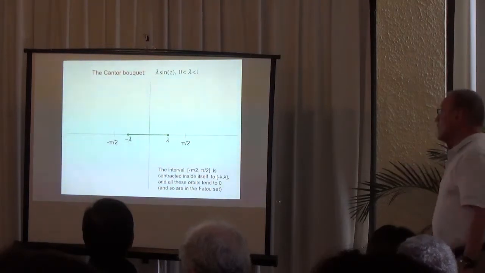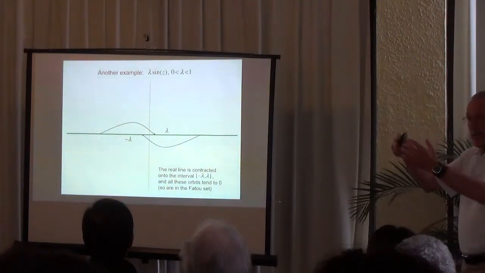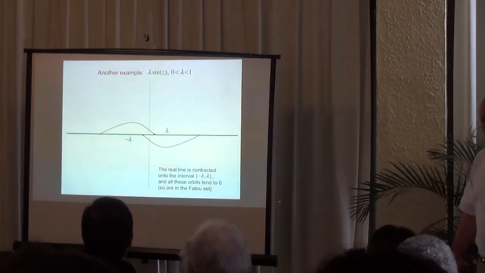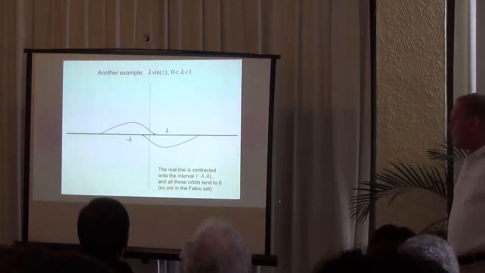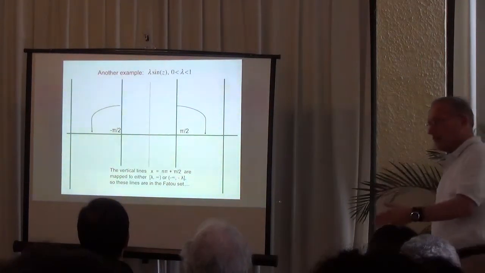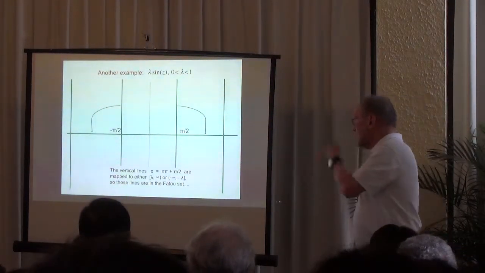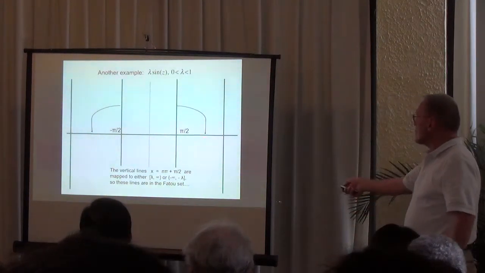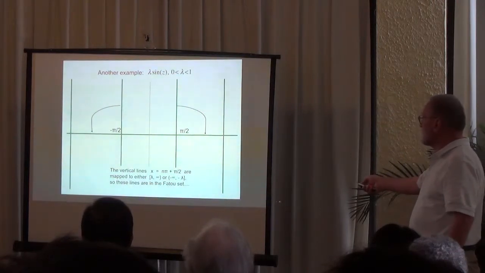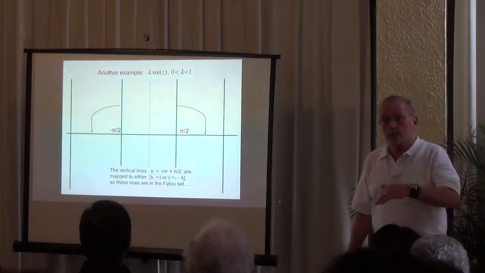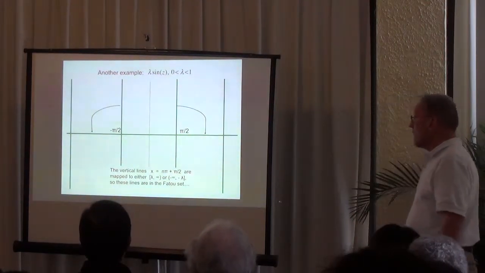But now all of the real line maps inside this disk, so all of those points are in the Fatou set as well. And if you know the sine function, if you take the vertical lines at pi over 2, minus pi over 2, minus pi over 2 plus pi, all of those are mapped either to the right part of the real line or to the left part of the real line. So all of those have to be colored green as well.